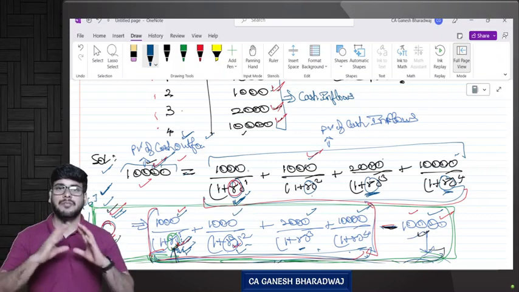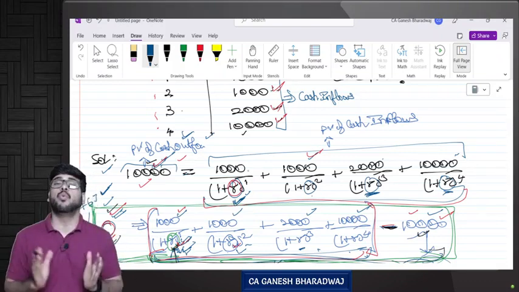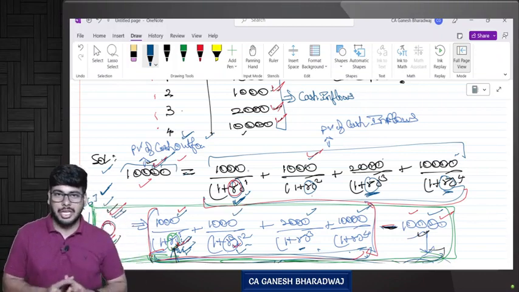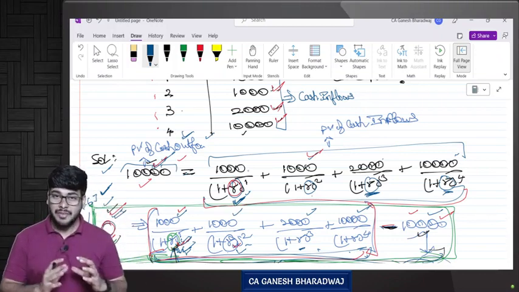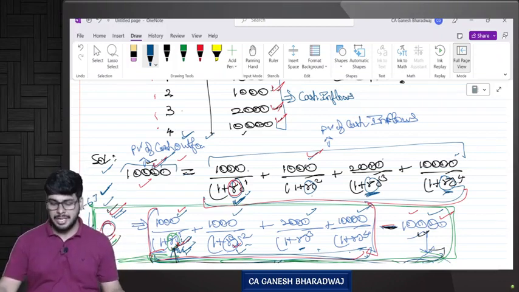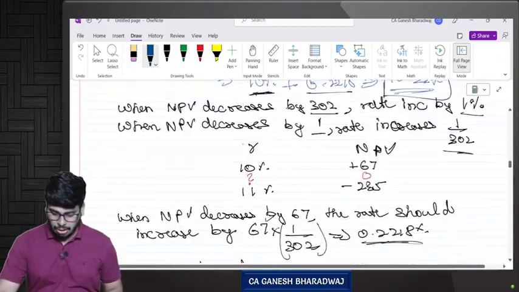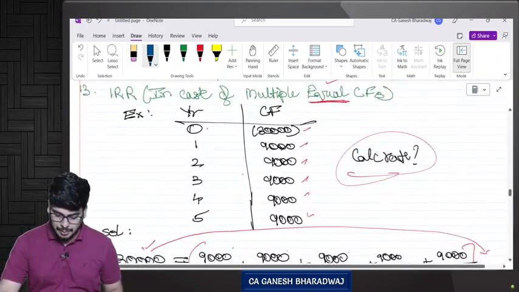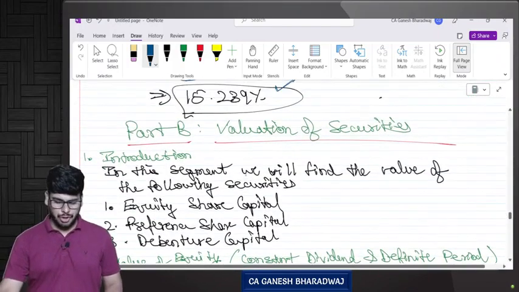With this, we have completed the discussion on IRR, and with this, part A of this chapter, which is called time value of money, we have completed all the concepts in time value of money. So now let's move to the next part of this discussion, which is called valuation of securities.